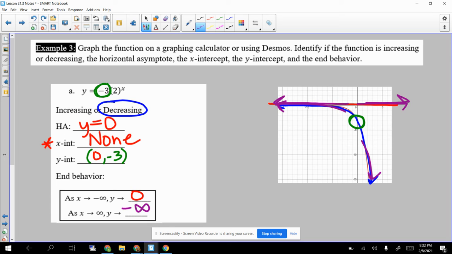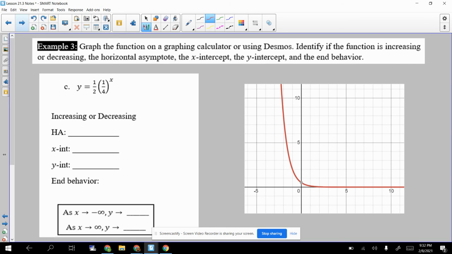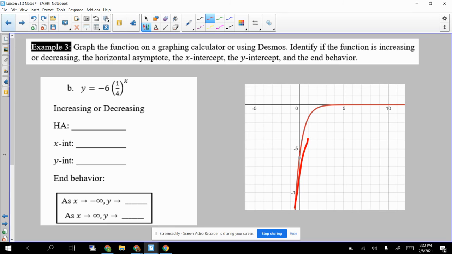Okay, let's try another. So you have y equals -6 times 1/4 to the x. And you have to figure out if it's increasing or decreasing. As we move from the left to the right, let's see what's happening here. It is going up, so it's increasing.